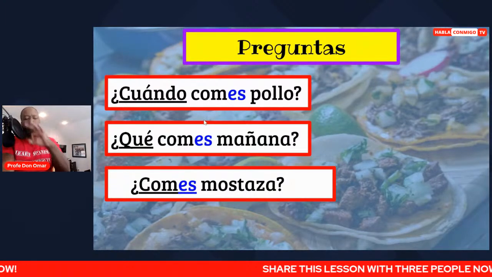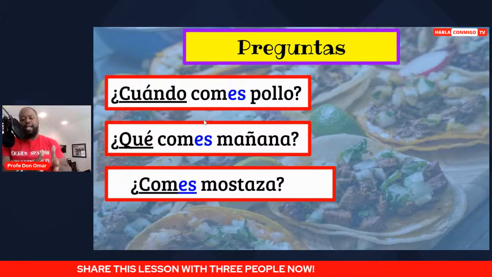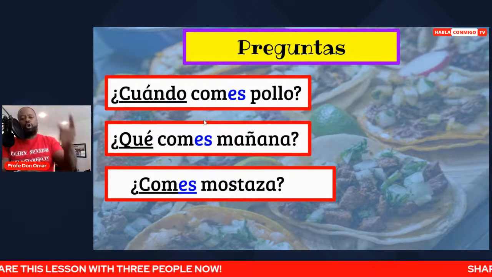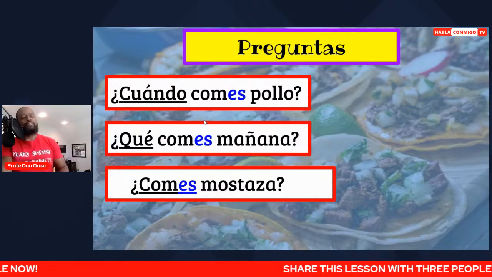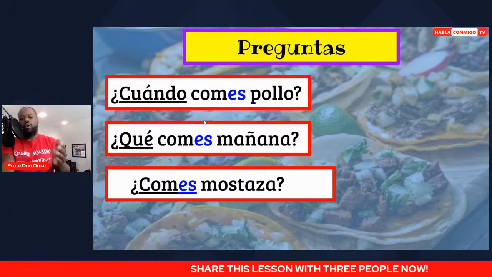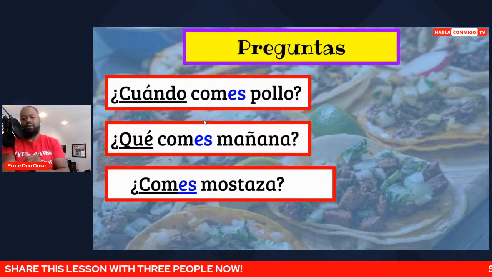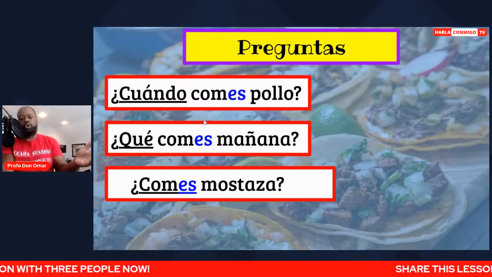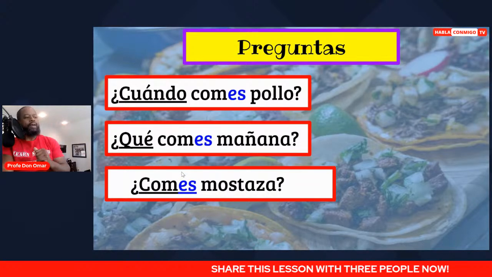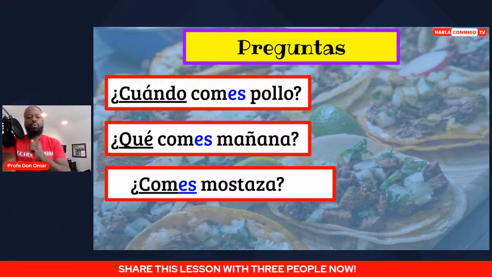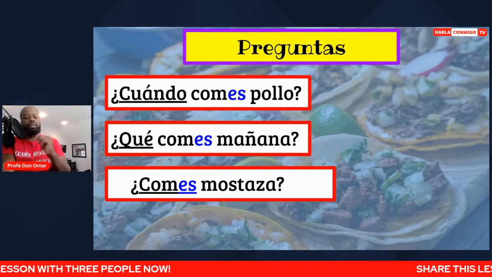That's why we're only focusing on 3 endings right now. I like to split them up. We're working on the singular aspect of one person at a time. Yo como, tú comes, él come. That's what we have here. So comes mostaza. What are we asking that person if I say comes mostaza? We don't see the word tú in here, but we know that es goes with tú in a conjugation. Think about that.